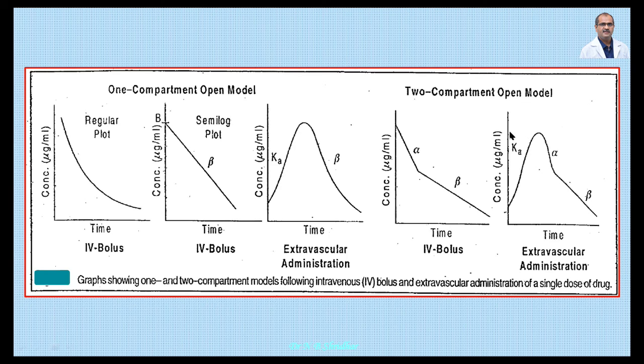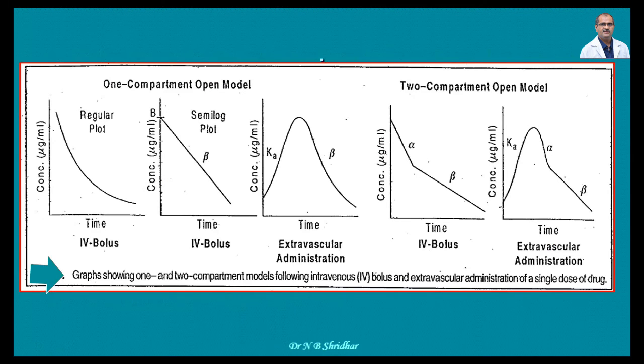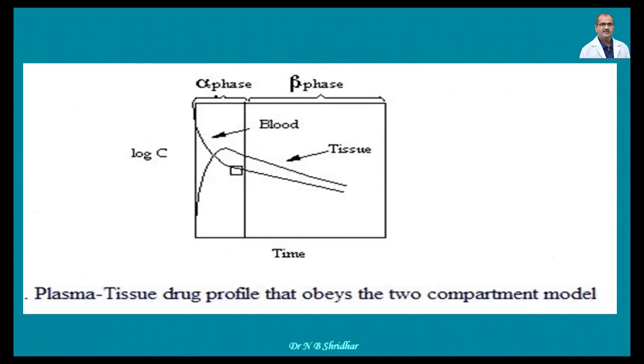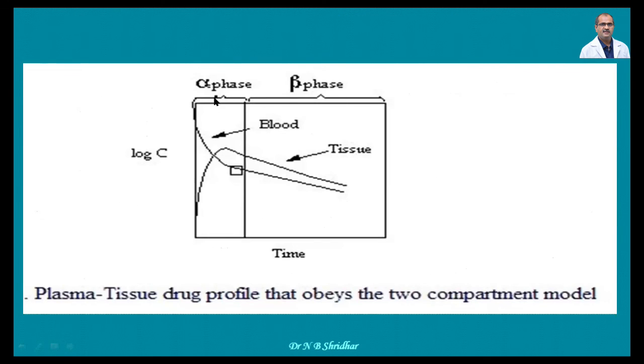It may be short or long, depending on the drug. Then there is the distribution phase and the elimination phase. So another component is the elimination component. First absorption, then distribution, then elimination. This is also depicted here. The Ka, alpha and beta curves are noted here, and the same alpha and beta phases are depicted in another form. The alpha phase is the distribution phase and the beta phase is the elimination phase.